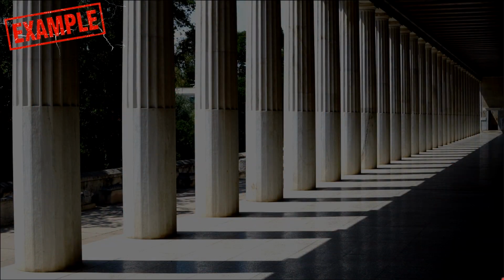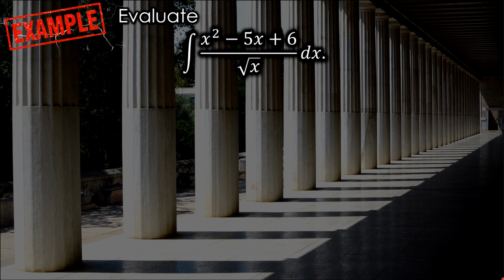Here's an example. Have a look at this integral, x squared minus 5x plus 6 over the square root of x. Now, my guess is that when you look at this, you don't immediately think substitution, and that's not a bad thing, necessarily. There is a way to do this with substitution, but it requires a little bit of cleverness. And so, I mean, it's possible, right? Here's what I'm seeing, right? I see a square root. I see a square root of x.